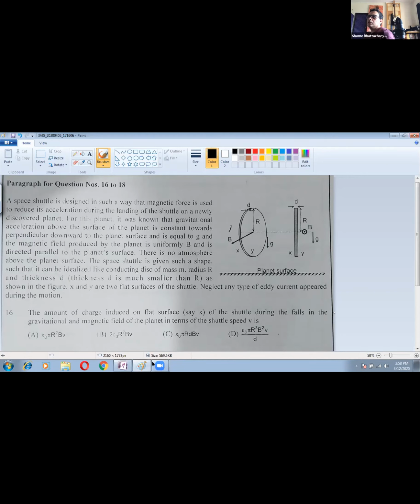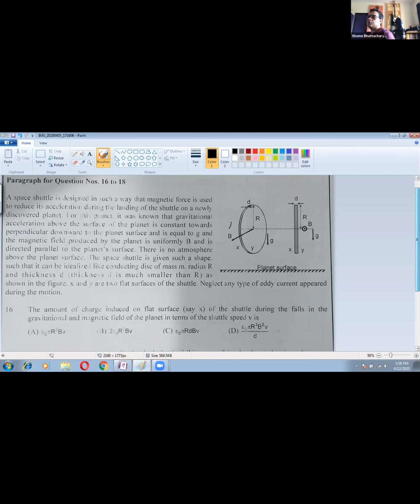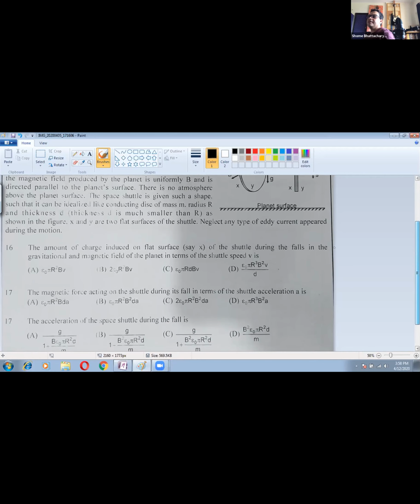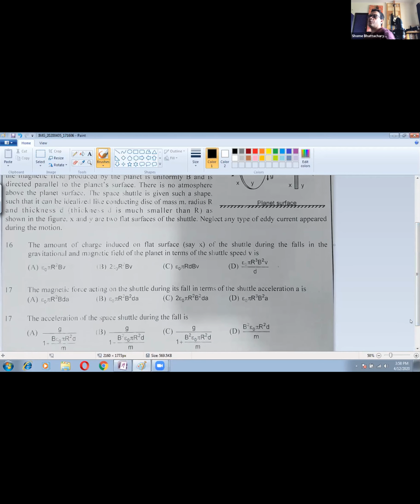All right. Now coming back to this, now I'm going to scroll down to the second part of the question. So now read the second part of the question. Now it says magnetic force acting on the shuttle during its fall in terms of the shuttle acceleration. I have to find the magnetic force. So now this becomes interesting.